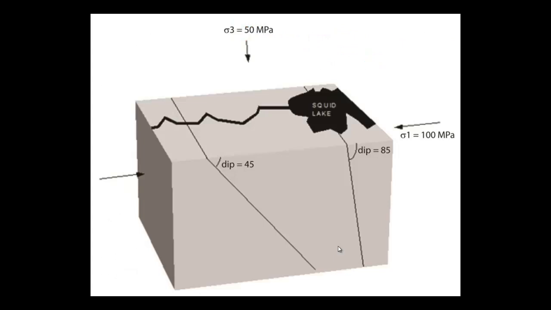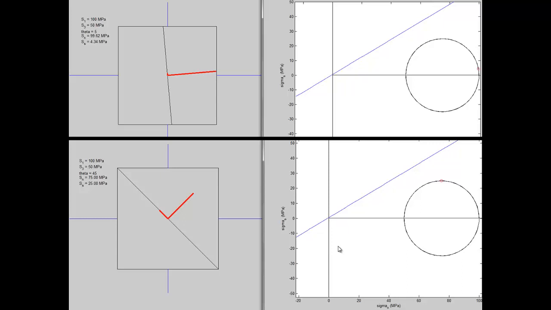So let's go back to our Squid Lake example, if you remember from before. So we have this lake, there's two faults near it. One dips at about 85 degrees, the other dips at 45. Sigma 1's horizontal at 100 MPa, sigma 3's vertical at 50, so it's reverse faulting condition.